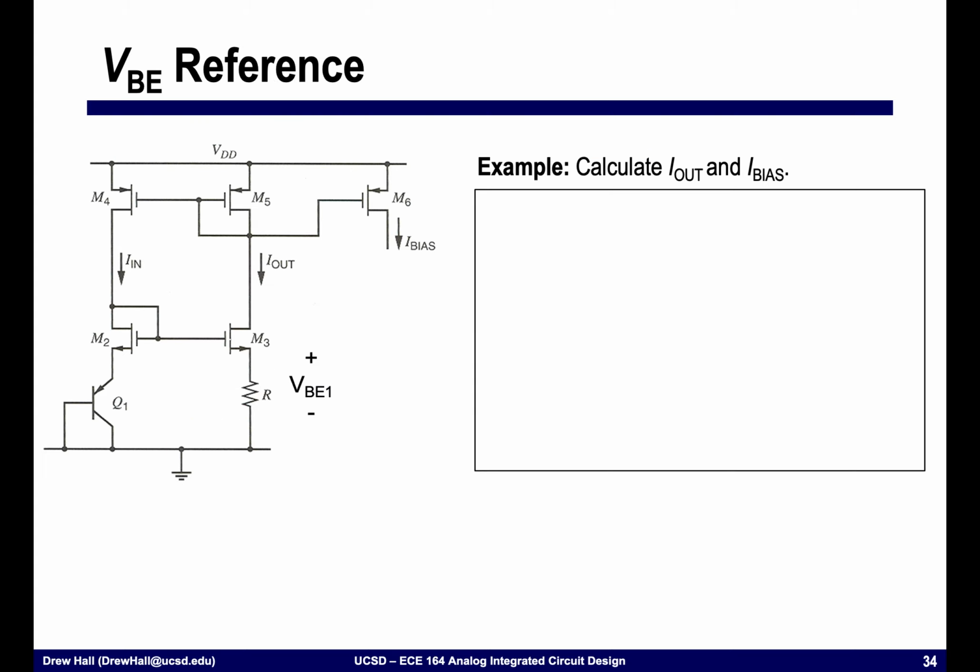All right, so let's look at a couple of other reference voltages. This one is known as the VBE reference. Very similar to what we've been doing with the delta VGS reference on the previous slide. However, here we've added this transistor Q1. So we've added a BJT, and we want to now calculate the output current, I out, and this current here, I bias.